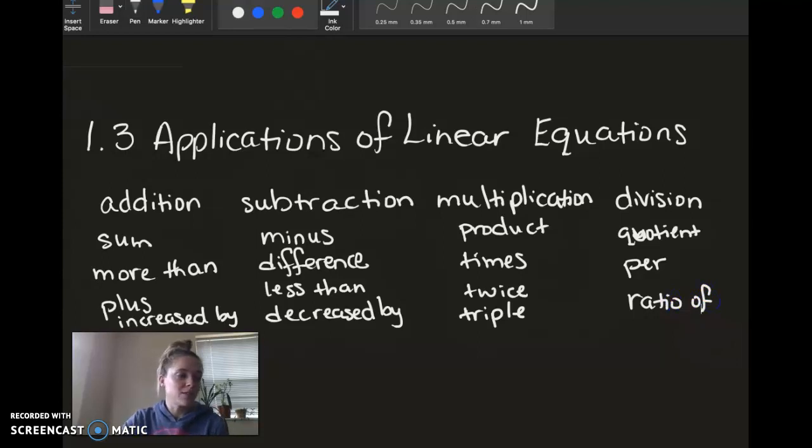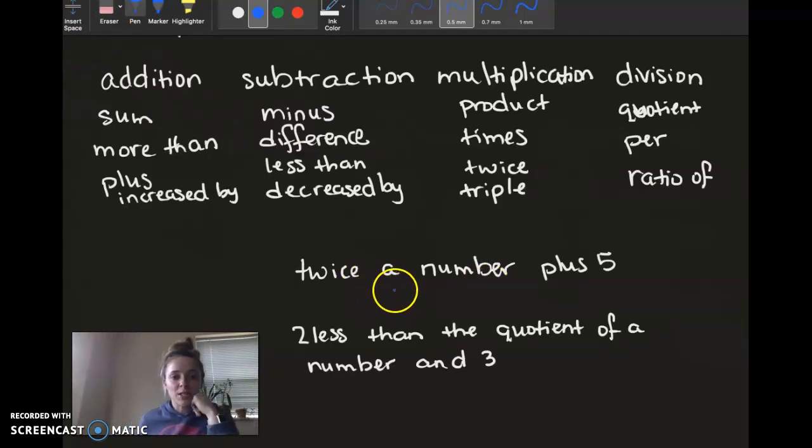So we're going to go ahead and look at some expressions and translate them, in words, to symbols, so numbers and operations. If we saw something that said twice a number plus 5, the number that's unknown would be x. So twice a number plus 5 would be 2 times x plus 5. Or something that said 2 less than the quotient of a number and 3. Well, 2 less means that you're going to subtract 2 from whatever that is. And the quotient of a number and 3, the unknown number is x, and it's being divided by 3. So we've got x over 3 minus 2.